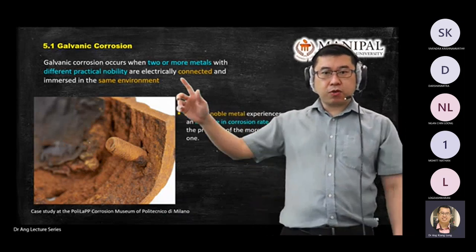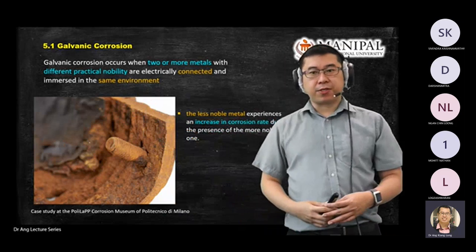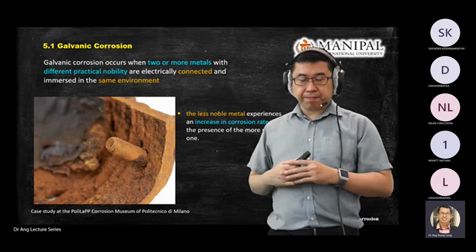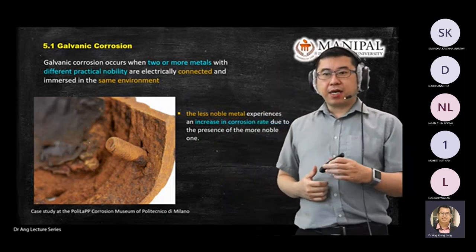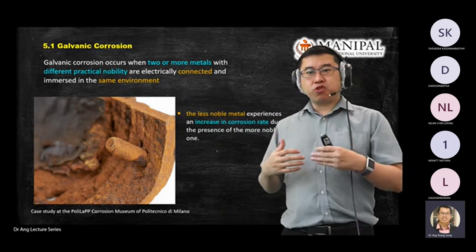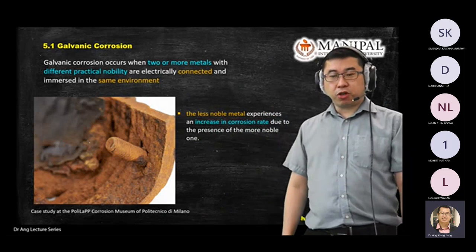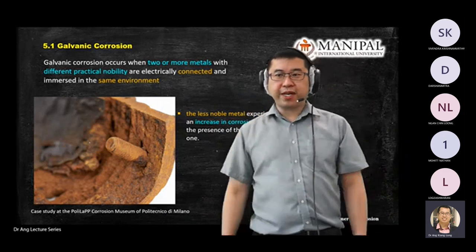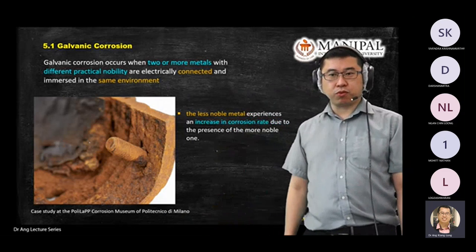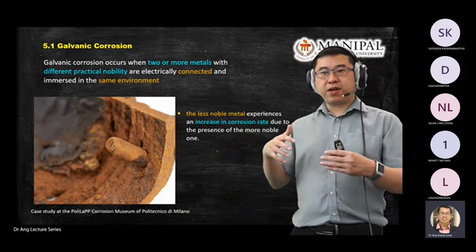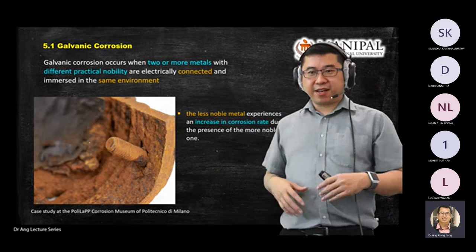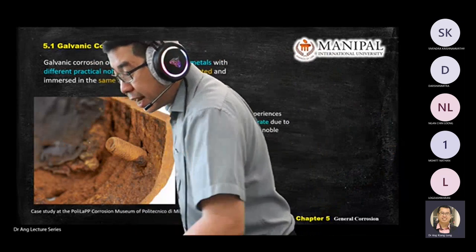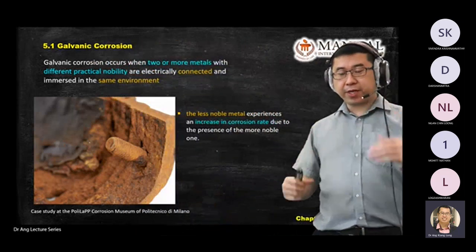Okay, now we go to the nobility concept first, yeah? Now, nobility means there's a level of priority when it comes to corrosion, right? Level of nobility means the level to choose which one will be sacrificed when it comes to corrosion, or which one will give electron, okay? So when you talk about nobility, we talk about a level of priority.